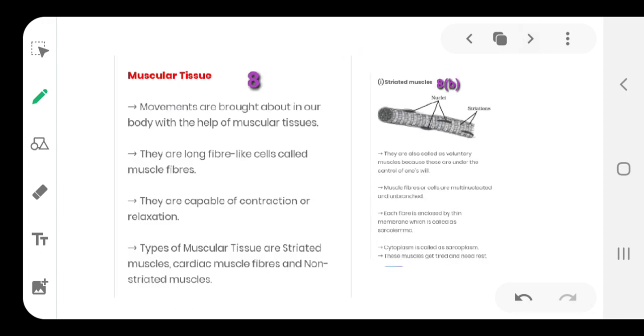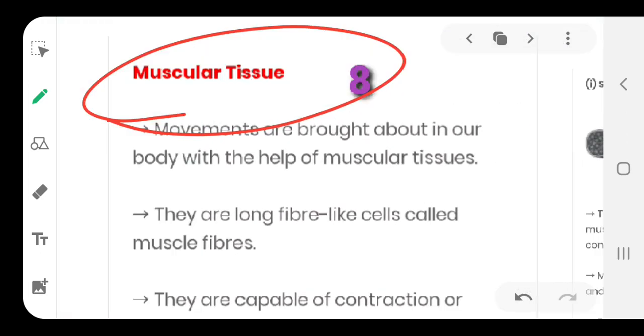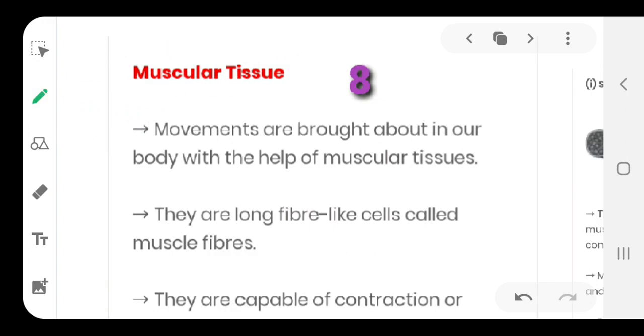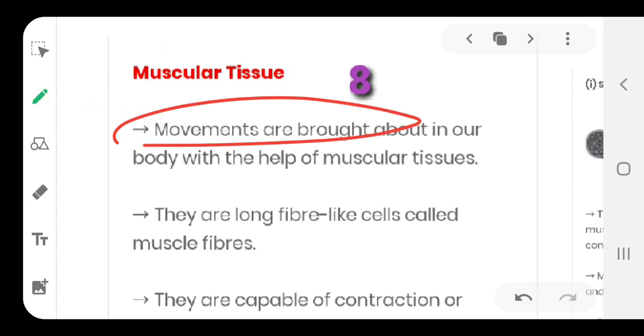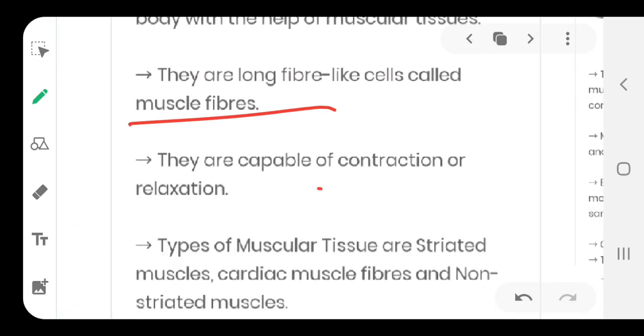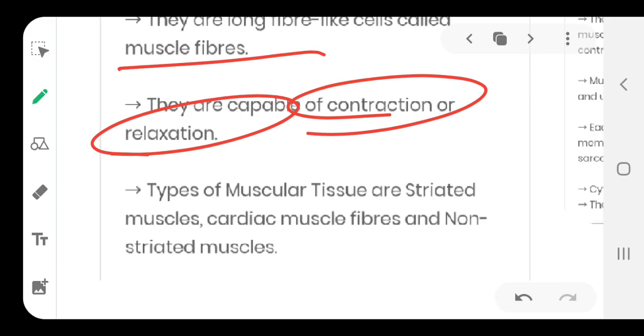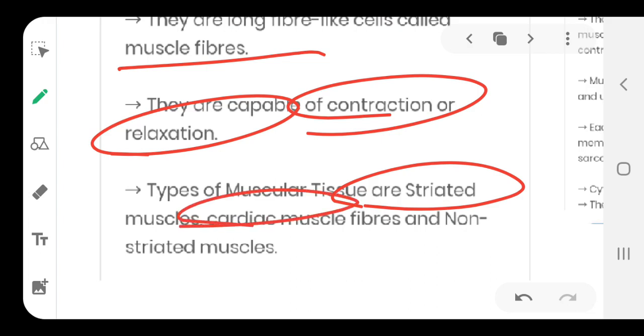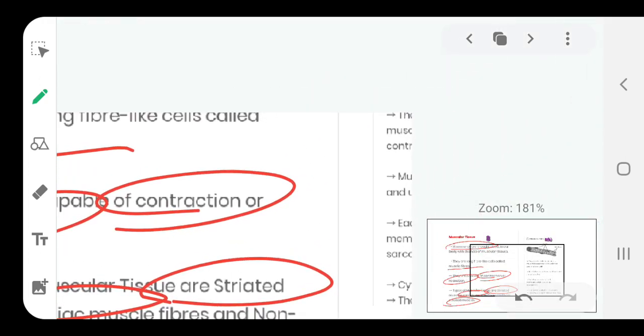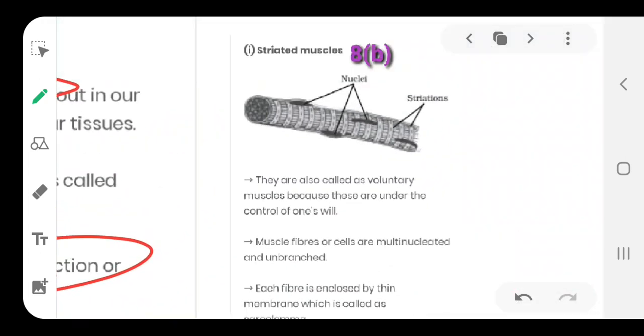Now come to the segment called muscular tissue. As the name states, you have the data why they are referred to like that. Basically they are involved in the movement of body parts, and they have long muscle fibers in them, and as they can contract and relax, they enable the body to move. So this tissue is further divided into three subparts. One is striated, then cardiac and non-striated. So these parts and this diagram are again from your textbook.